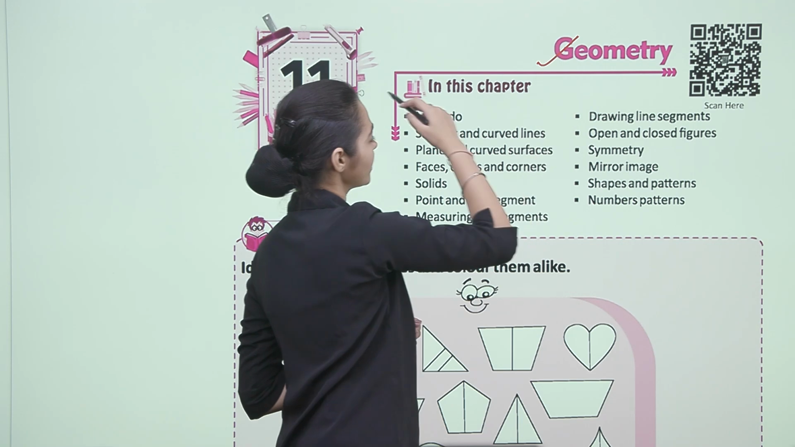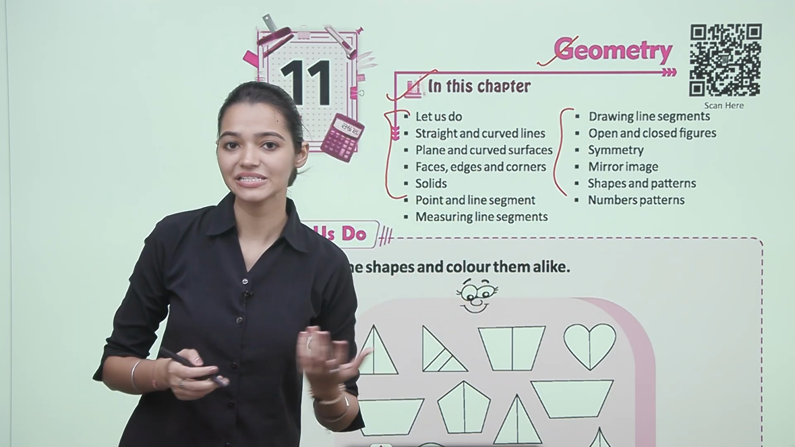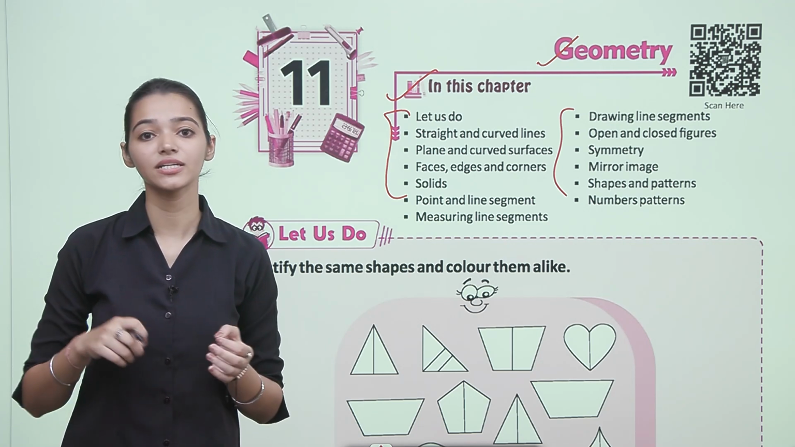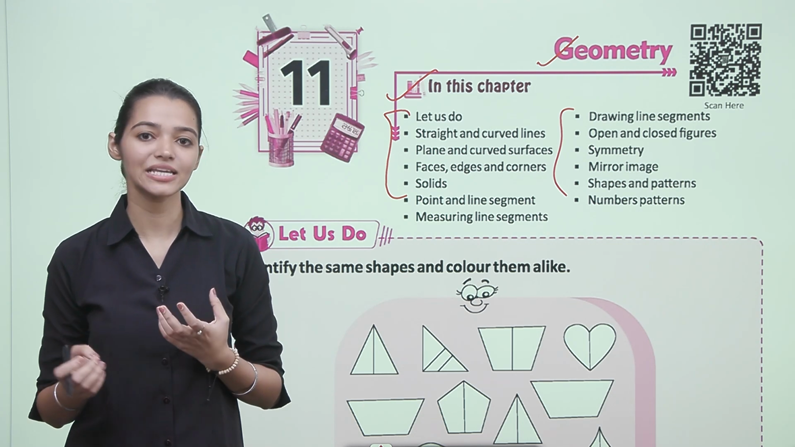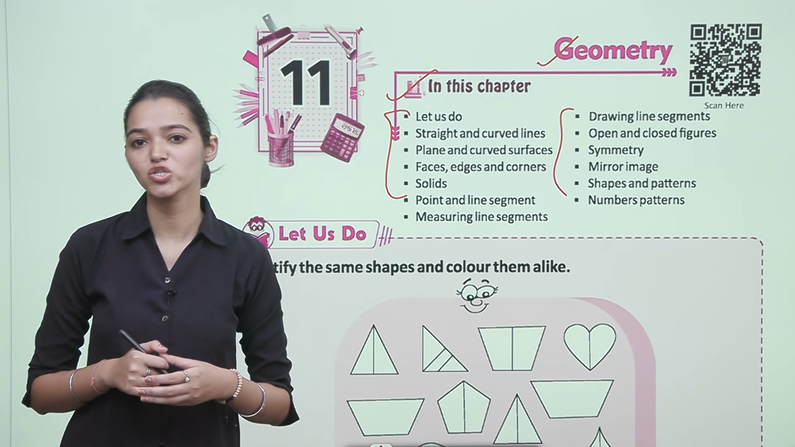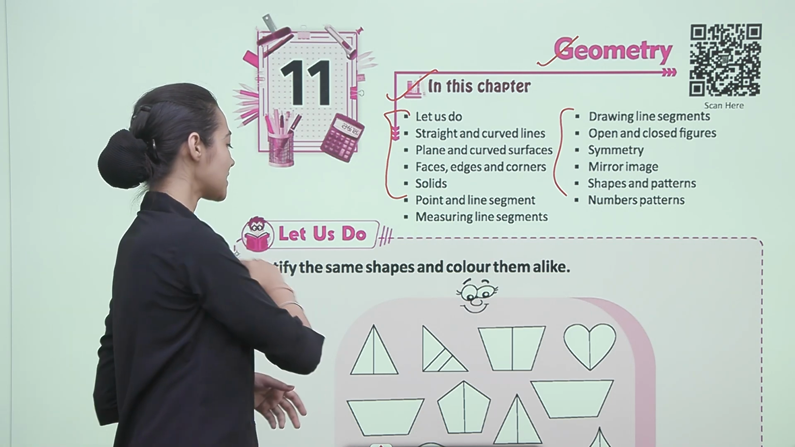Today we will be learning a very interesting and relatable topic, that is geometry. In this chapter, we will revise what we have learned earlier: straight and curved lines, plane and curved surfaces, faces, edges and corners, what are solids, points and line segments, how to draw a line segment, open and closed figures, symmetry, mirror image, shapes and patterns, number patterns, and how we can measure our line segments. Now let's start with our let us do.